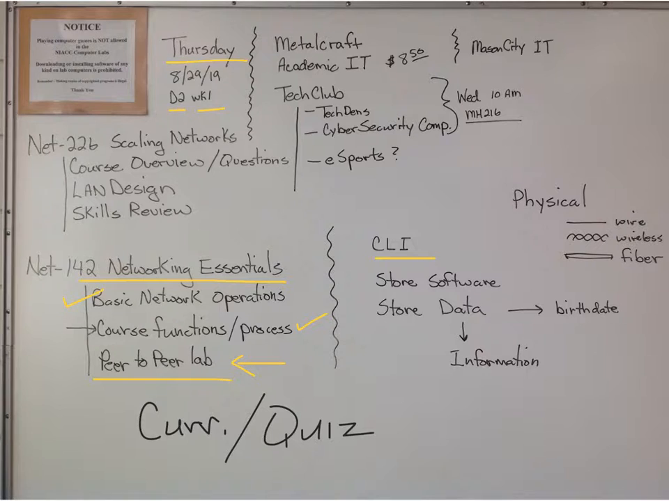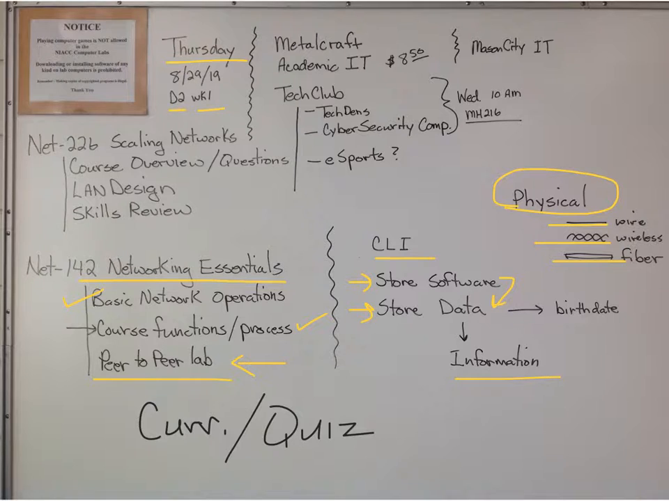Command line interface, we talked a little bit about that. We talked about file structures a little bit, and storing things. We store software and we store data. And the software manipulates the data and gives us information. Again, data, ones and zeros, we talked about that. Talk a little bit about end devices. We can connect in wirelessly, or through fiber optic.